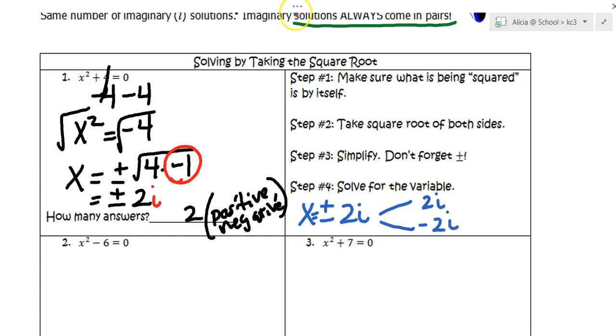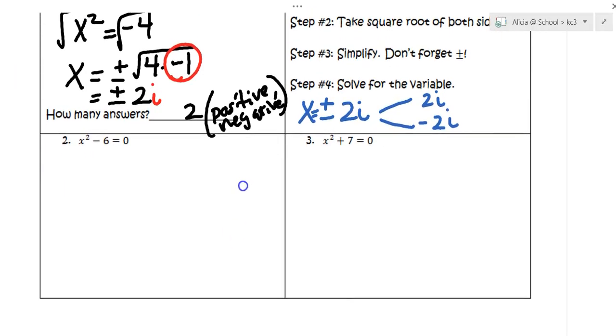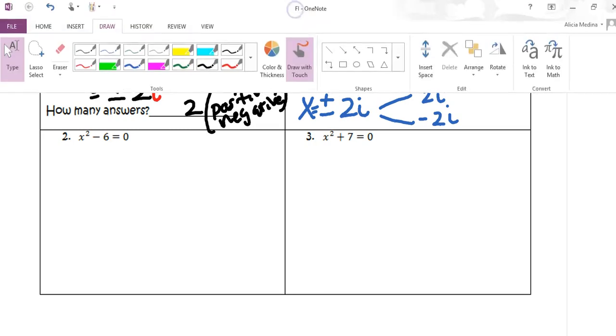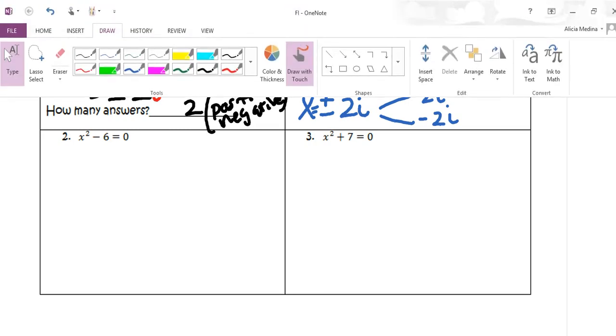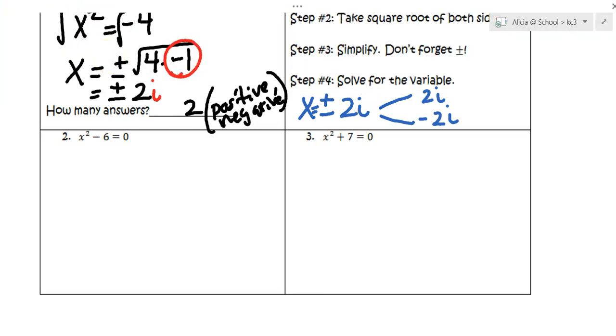All right, looking at example number 2. We have x squared minus 6 equals 0. Same steps. I want to get that variable, whatever's being squared, by itself. So I do the opposite operation, which means add 6 on each side. All right, I have x squared then. Negative 6 plus 6 is 0. 0 plus 6 is 6.